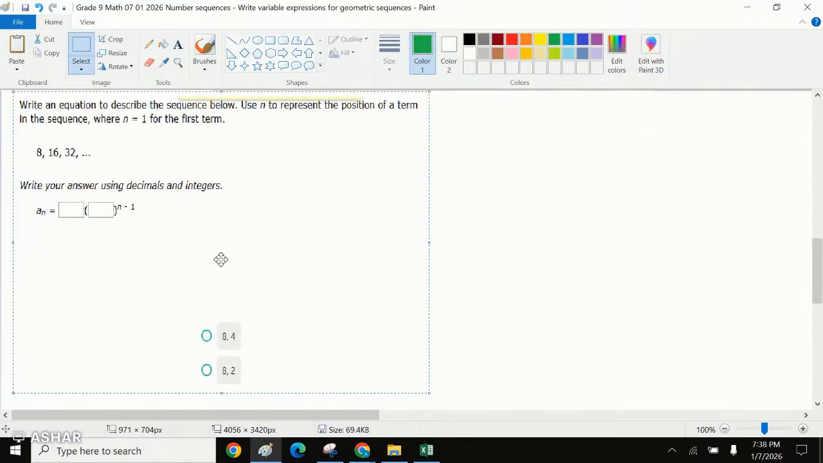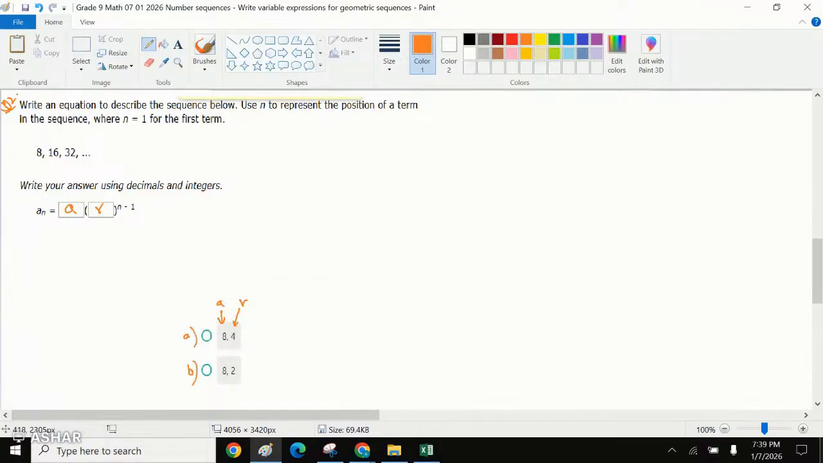For question number 2, we need to find the values of A and R. In the terms, this would be the value of A and this is the value of R. This is option A and option B. Can anyone help me out with this? For the given geometric sequence, the terms given are 8, 16, and 32, right? So can we find the first term? What should be term number 1?